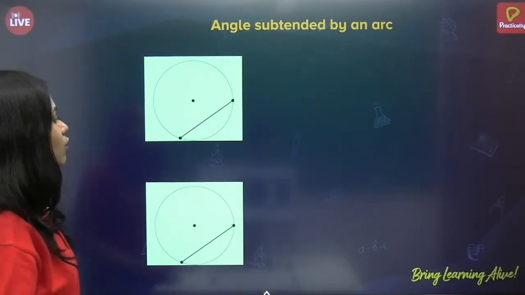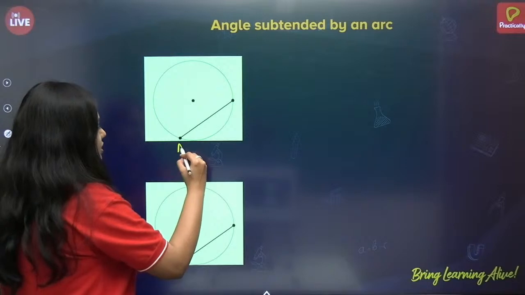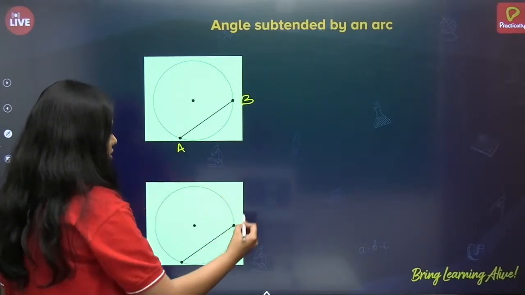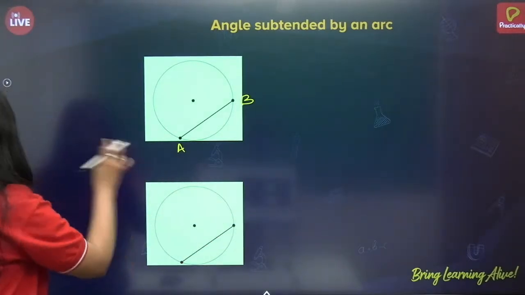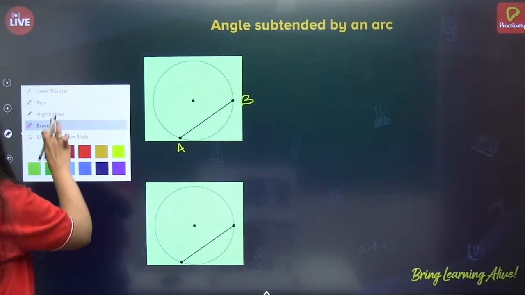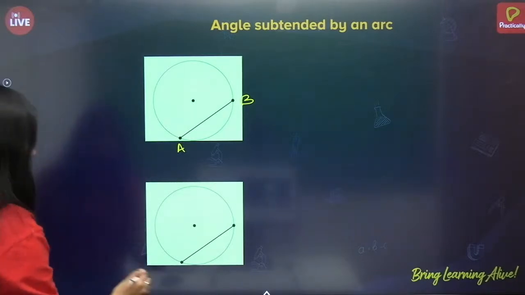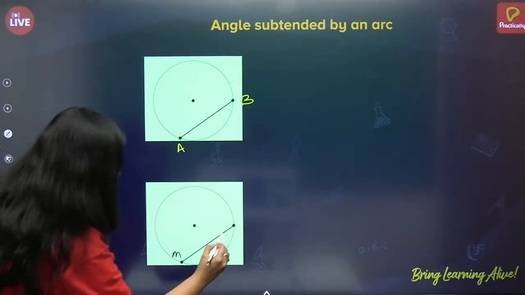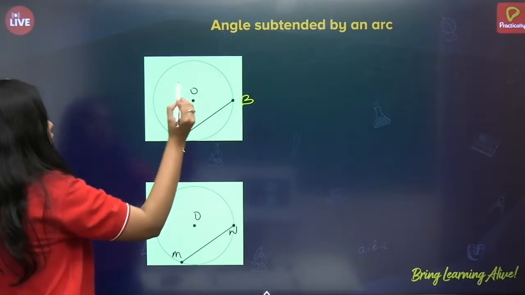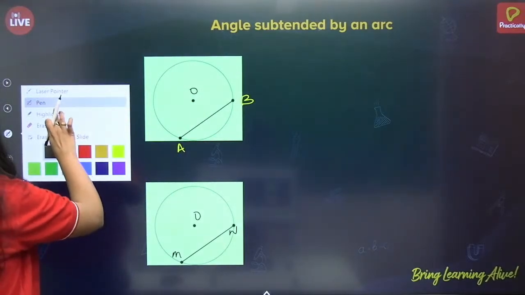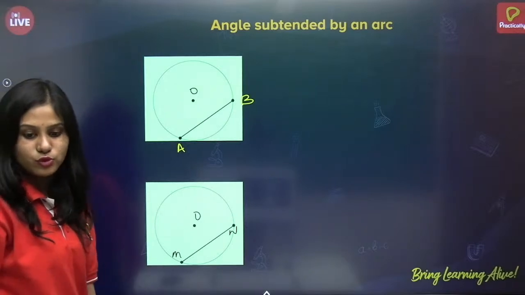Alright, so let me just name this first. This is AB, this is PQ, XY, MN, anything you can take. This is MN, this is O. Okay. So here, what do we have to prove?